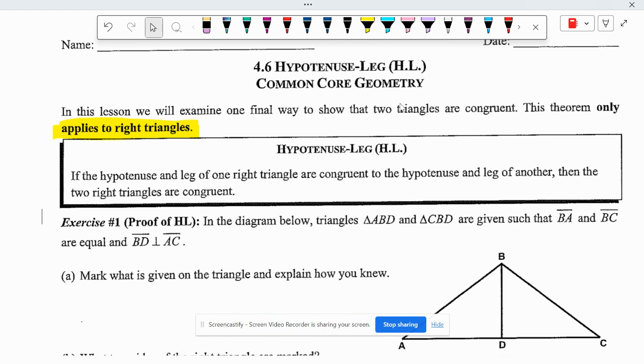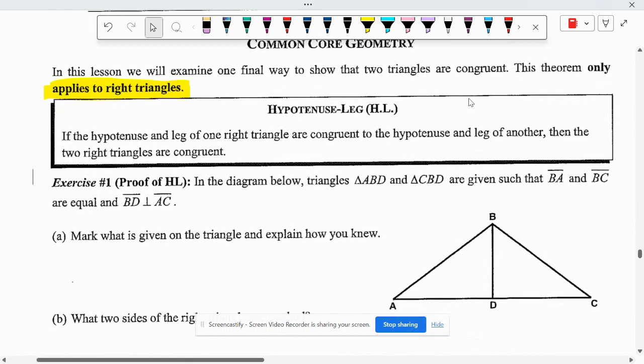And it actually is the booty theorem, because you have an angle and then two sides, but we don't call it that. We call it hypotenuse leg because it only works for right triangles. The hypotenuse leg theorem says that if the hypotenuse and the leg of one right triangle are congruent to the hypotenuse and the leg of another, then the two triangles are congruent.